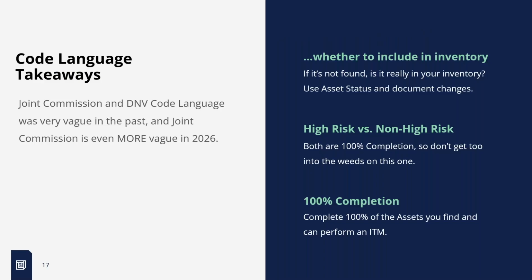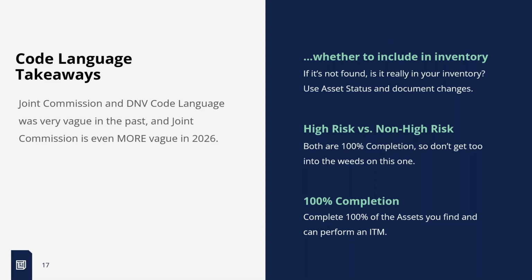So some takeaways from the code. Both the Joint Commission and DNV are very vague, the Joint Commission even more so. They used to be a lot more detailed. If you search the Joint Commission code now for AEM or alternative equipment, you don't find it. It's literally not there. So that's why we still refer to some of the old code. It doesn't change what you're doing, but some of that's there.